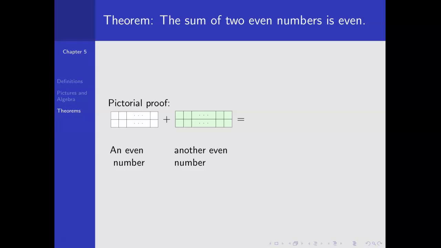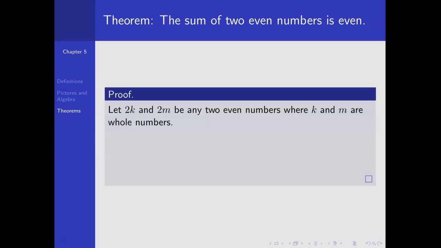And we're going to add them together, and when we add them together, we're just going to stick the 2 rectangular arrays that we have here together like this. And now the total is even, and we can see that it's even because we have 2 rows that are exactly the same size. So everything gets paired together with no remainder. Now we're going to do the algebraic proof.